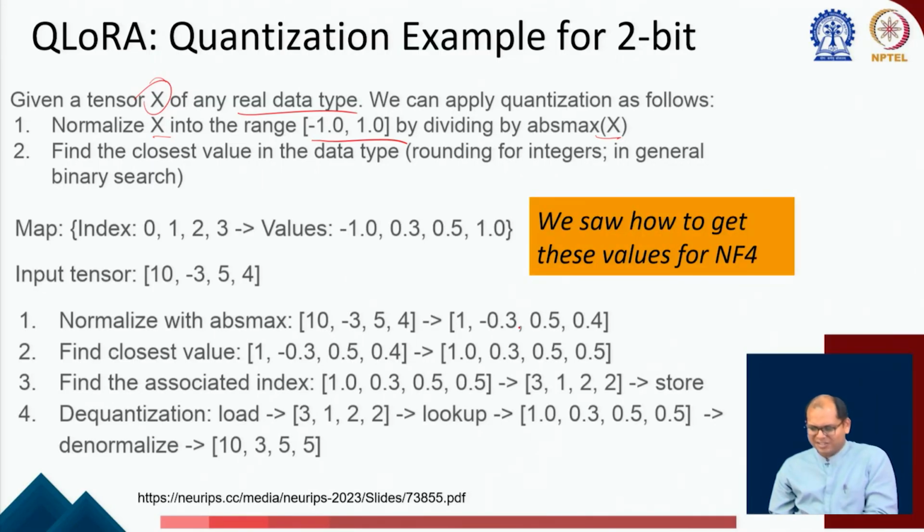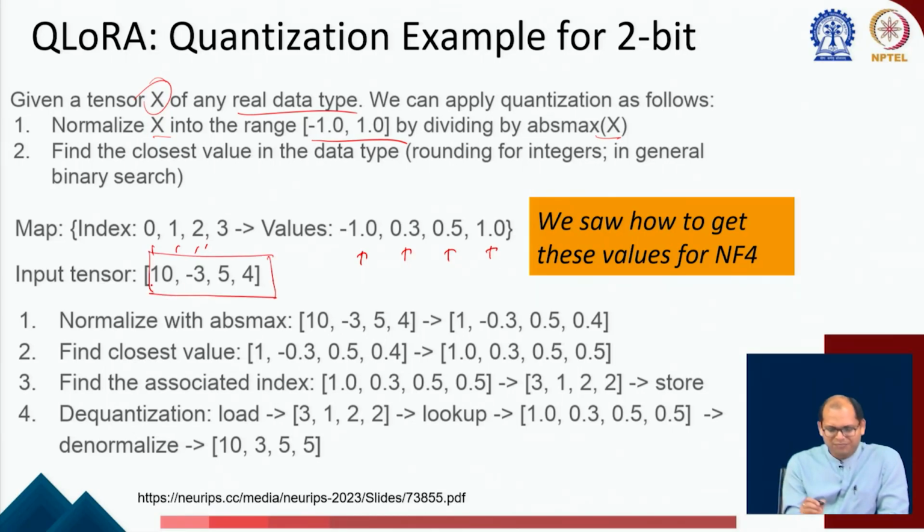Okay, let's take an example. For 2 bits, which means 4 values, we will have indices 0, 1, 2, 3. Let's say the values between -1 and 1 are these: -1, 0.3, 0.5, 1. Maybe in this distribution there were more elements on the positive side than on the negative side, so you have better quantization on the positive side. Let's say this is my input data: I have 4 values: 10, -3, 5, 4. I want to quantize and then dequantize back.